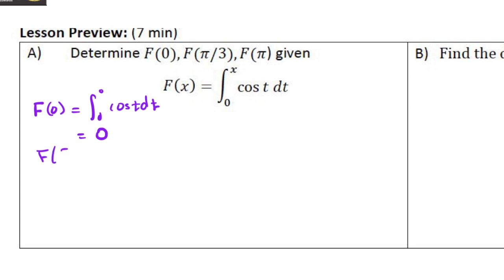And in capital F of pi over 3, you're going to follow the similar ideas. This is going to be equal to the integral from 0 to pi over 3. But then you're left with the cosine of t dt. Now, the antiderivative of your cosine of t is the sine of t, and you're going to evaluate this from 0 to pi over 3. So if you follow the order of operations, these problems should be fairly straightforward.